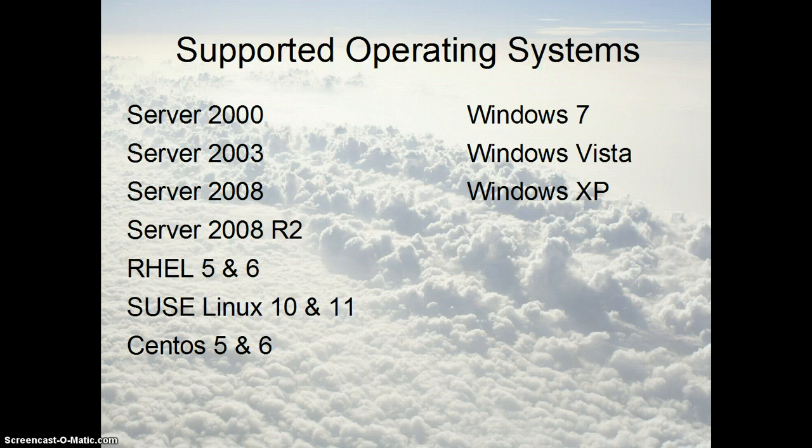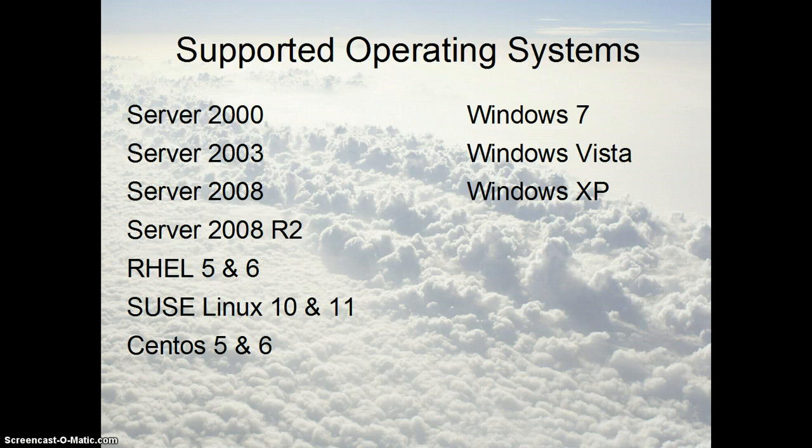And here's the supported operating systems for Hyper-V. This applies to the integration services. The integration services, as I previously said, has to be installed to use mouse control inside the VM, and there's some other added functionality with it as well. But only certain operating systems can support this service. Windows Server 2000, Windows Server 2003, 2008, 2008 R2, and then for Linux it supports Red Hat 5 and 6, Red Hat Enterprise Linux, SUSE Linux 10 and 11, and CentOS 5 and 6. This is the current list.